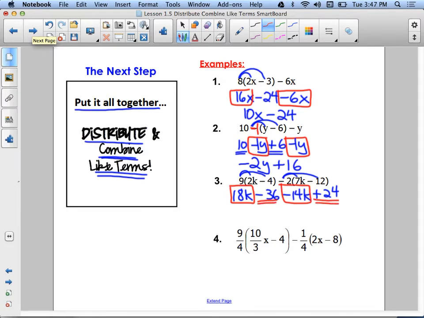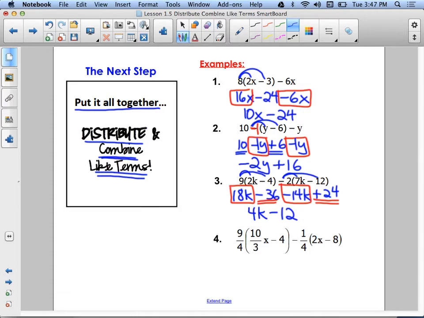Notice that the two terms involving k can be combined. So 18 minus 14 is 4, so I'll have 4k. And I can combine the two constant terms. That's what we call the plain old numbers. So negative 36 plus 24 would be minus 12. And that's our final answer there.